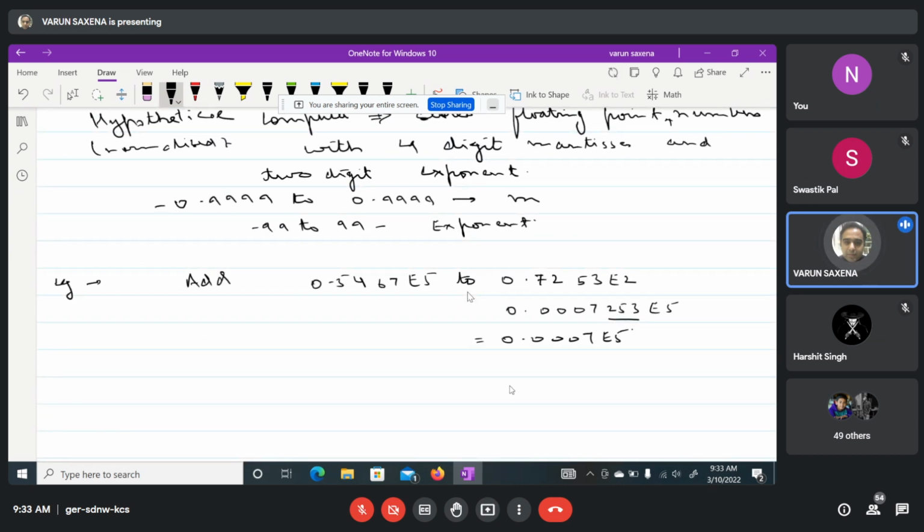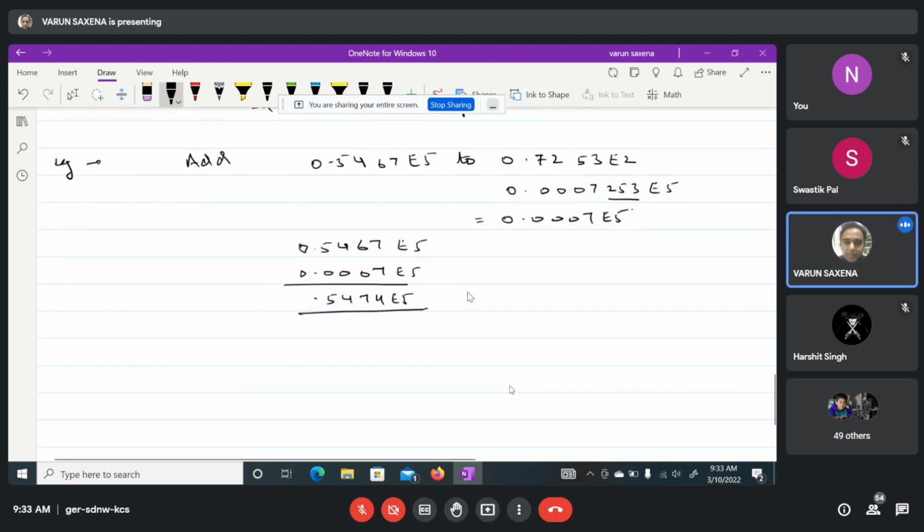Okay. So now when you add these two numbers, it will be 0.5467 E5 plus 0.0007 E5. So you will get 5474 E5. That's your answer, right? So this is one example. Let's look at another example.